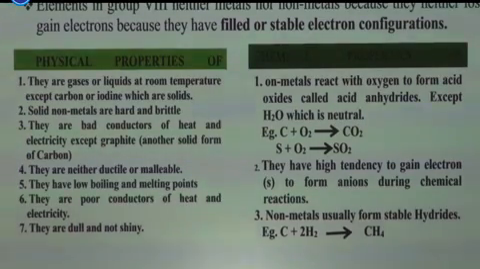All right? Number 2, they have high tendency to gain electrons to form anions during chemical reactions. That means non-metals also have the ability to gain electrons during chemical reactions to form anions. All right? Number 3, non-metals usually form stable hydrides. That means when non-metals react with hydrogen, they are able to form stable compounds. All right? So an example there is carbon reacting with hydrogen to form what we call methane. That gas there is called methane.